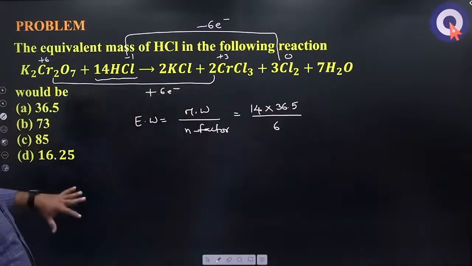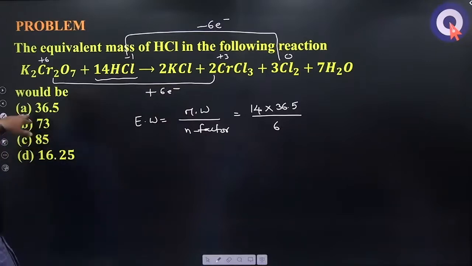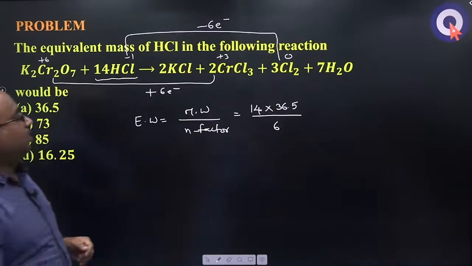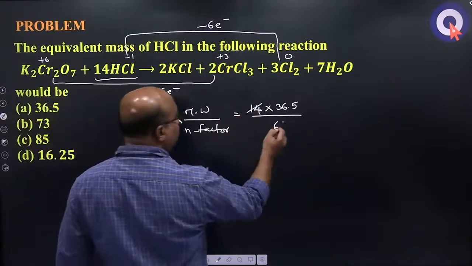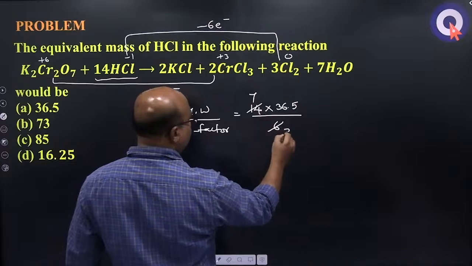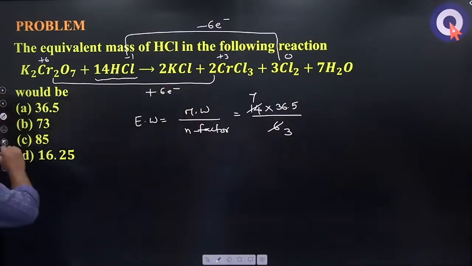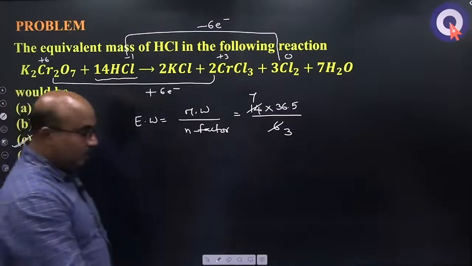So this is an equivalent weight. Anyhow, it cannot be 36.5, and most probably I think it is also not equal to 16.25. So it will come around 73 or 85 maybe. But if you just see, this is in terms of 7 and 3, so this is 10 times. So it should be around 85. Clear?